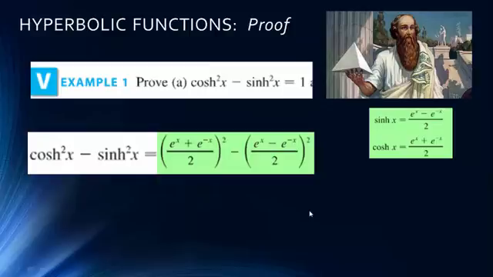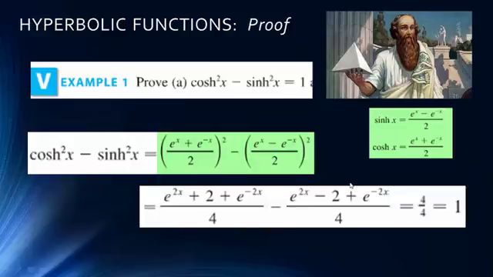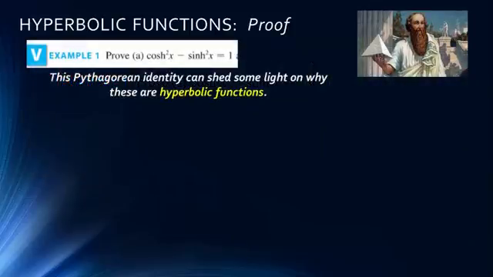If we FOIL those out, in the numerator we get e to the 2x plus 2 plus e to the negative 2x all over 4, 2 squared is 4, minus e to the 2x minus 2 plus e to the negative 2x over 4. And what we see here is that almost everything cancels out except the 2s. E to the 2x minus e to the 2x, e to the negative 2x minus e to the negative 2x, both of those cancel out. So we get 2 minus a negative 2, which is a positive 4 over 4, or it equals 1. So again, we did prove that by just doing some algebraic substitution.